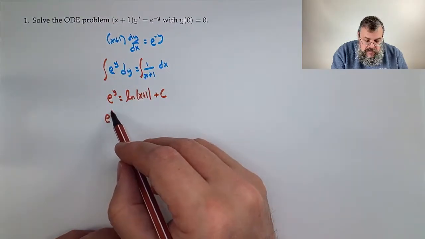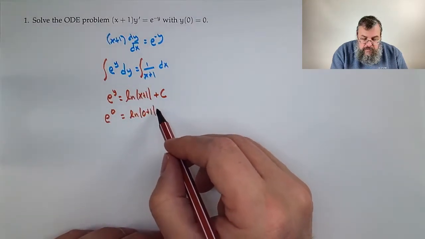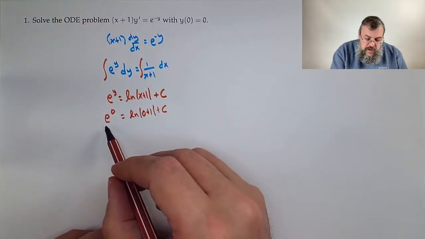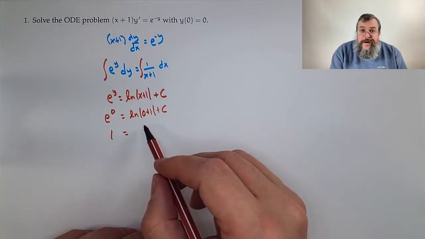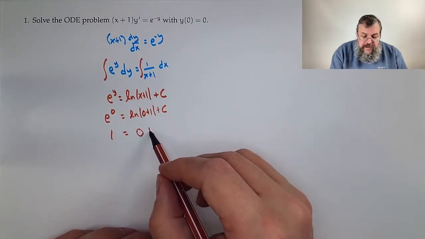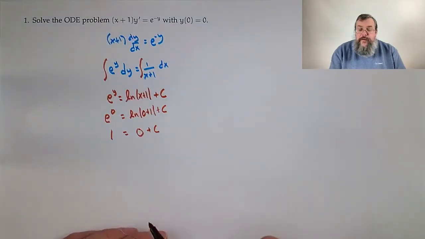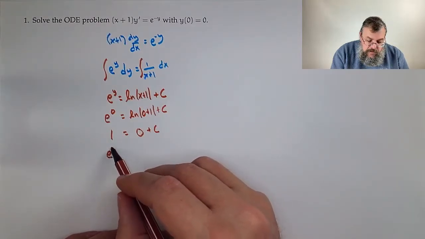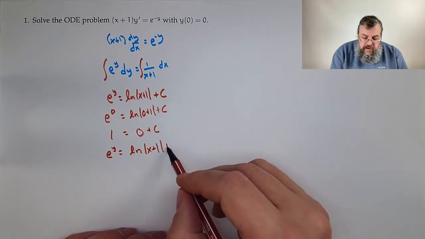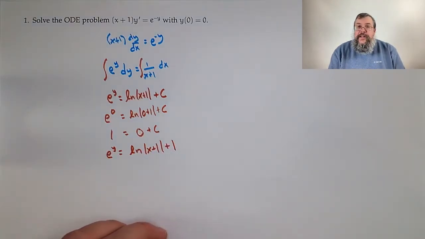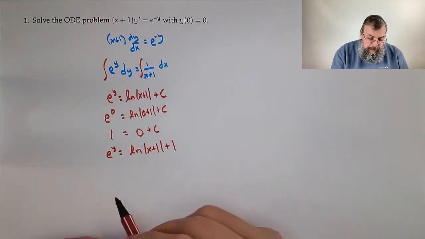So e^0 is equal to natural log of (0+1) plus c. Well, e^0, also known as 1. Log of 1, also known as 0, plus c. So we see that c equals 1. Great. So we're almost there. We have e^y is equal to natural log of (x+1) plus 1. And the last thing is take the natural log of both sides. That brings the y down.